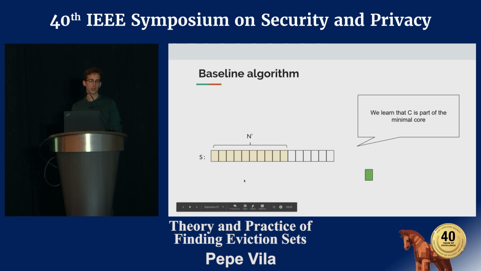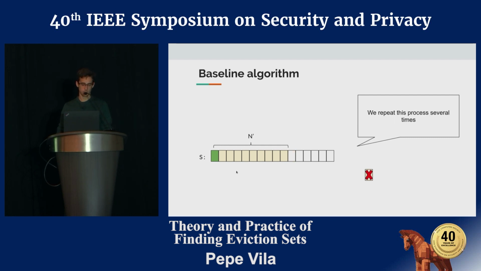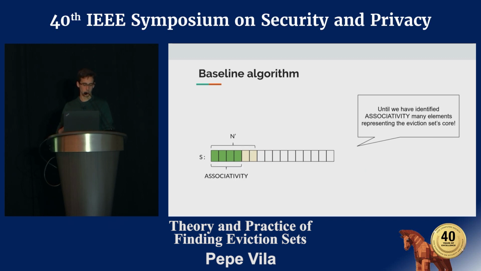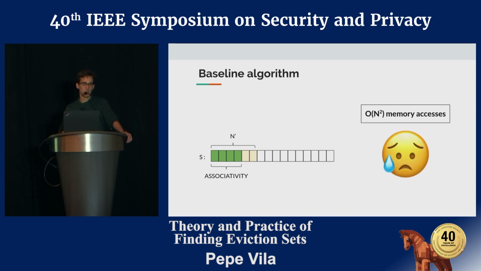So at this point, what we learn is that the picked address is part of the minimal eviction set. So we need to keep track of it, insert it again into the set, and repeat this process until we identify associativity many of the addresses that represent the eviction set minimal core. So this algorithm is nice, but the problem is that the complexity cost in number of memory accesses is quadratic in the initial size of the set. And the natural question that we ask is, okay, can we do better than this?